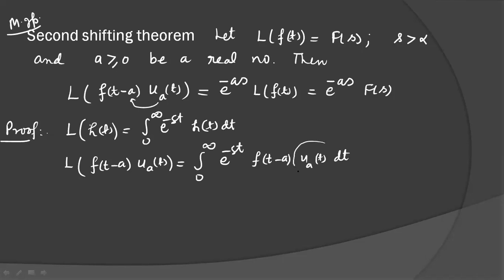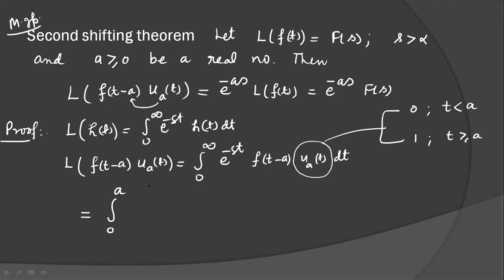And we know this function. This is a unit step function which has a jump discontinuity at t equal to a. Means this has value 0 when t is less than a, and value 1 when t is greater than or equal to a. So we have to break our integral at t equal to a, because the product of this function will not be continuous at t equal to a. So we have to use the property of definite integration: integral from a to b of f(x) dx equals integral from a to c of f(x) dx plus integral from c to b of f(x) dx, where c is the point of discontinuity.